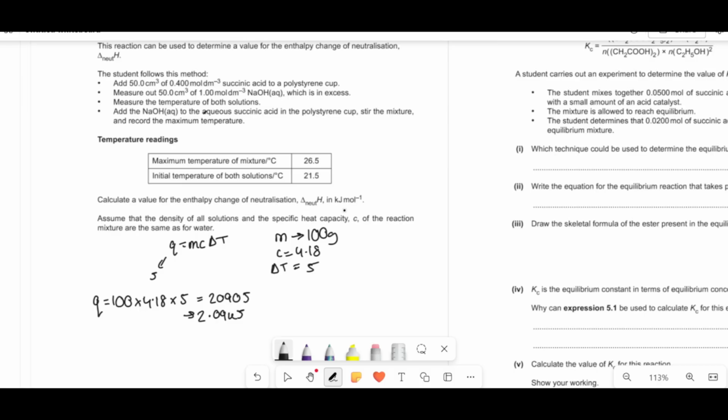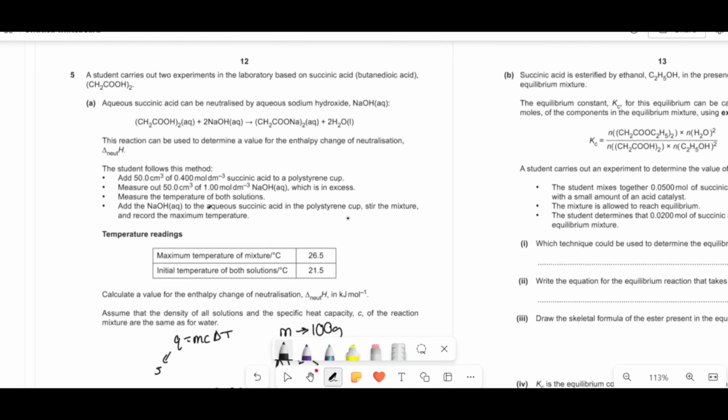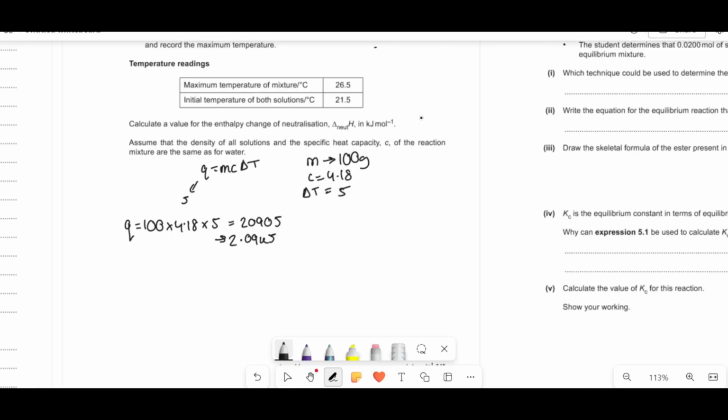Now, this is the enthalpy of neutralization for succinic acid. The whole point of the experiment is to work out the enthalpy change of neutralization for succinic acid, right? So we need to figure out how many moles of succinic acid led to that energy change. So the moles of the succinic acid is going to be its concentration times the volume we used. The concentration in the question was 0.4, and the volume, not at the end, the moles that we added, because if you use the volume at the end, you're going to have a higher volume, and it's going to look like a higher number of moles. We're not doing that. So it's going to be 50 over 1,000, which ends up giving you 0.02 moles. Therefore, 0.02 moles caused this energy change, 2.09 kilojoules, right?